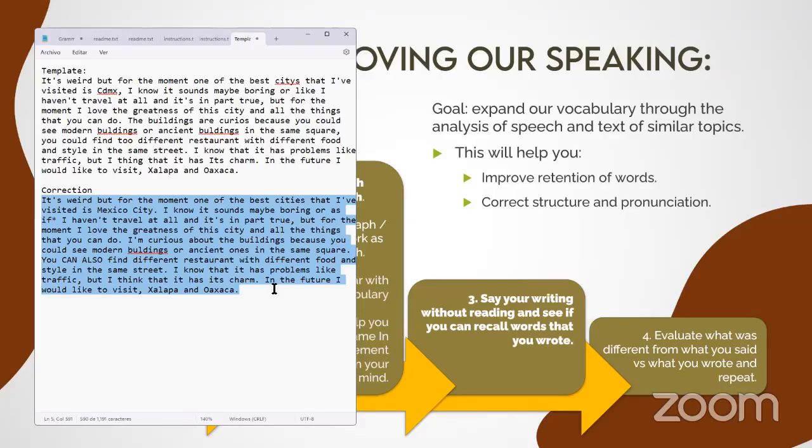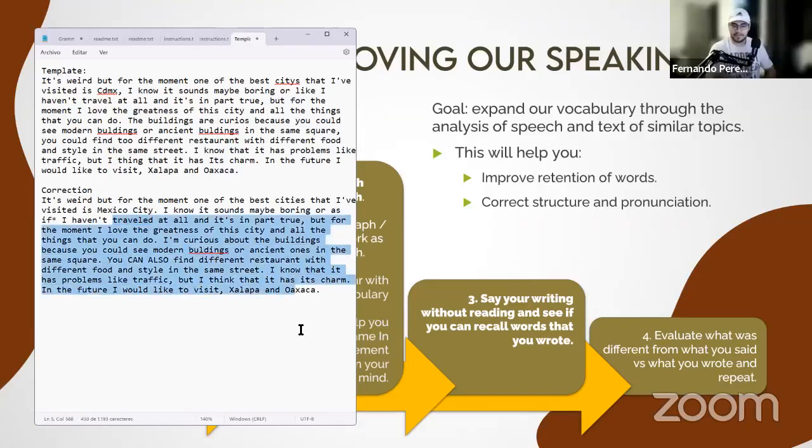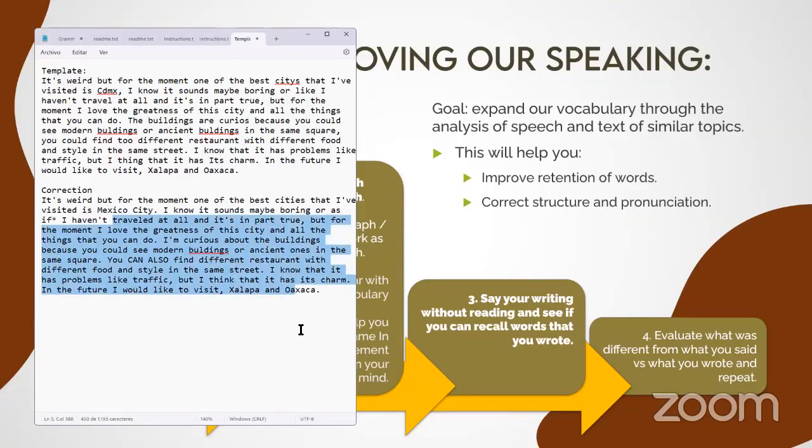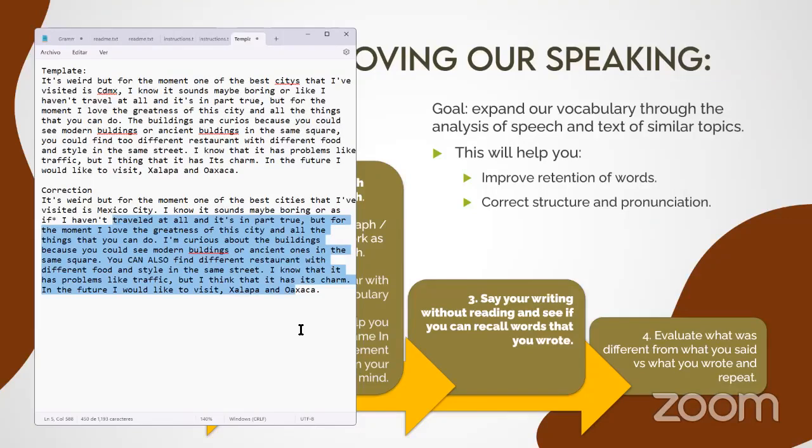says correction. It's weird, but for the moment, one of the best cities that I've visited is Mexico City. I know it sounds maybe boring, or as if I haven't traveled at all, and it's in part true. But for the Sorry, it's because it I was have incorrect. Traveled. okay, I haven't traveled a lot, and it's in part true. But for the moment, I love the greatness of this city. No, greatness, was it Greatness. greatness for this city, and all the things that you can do.